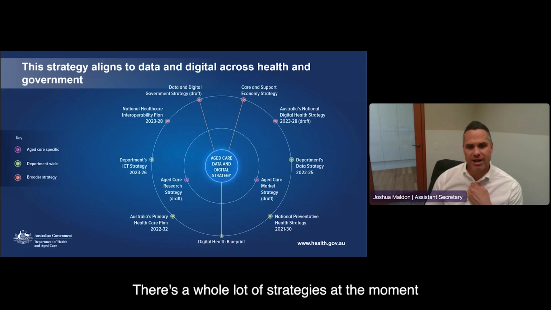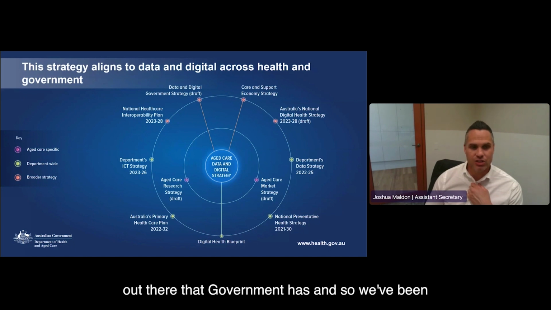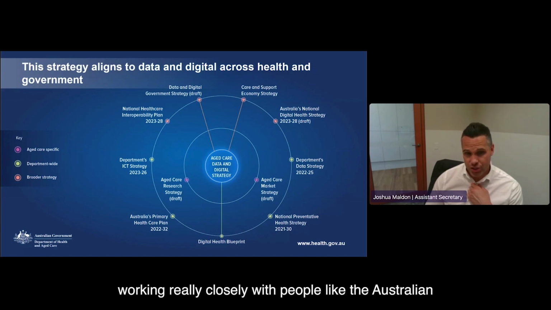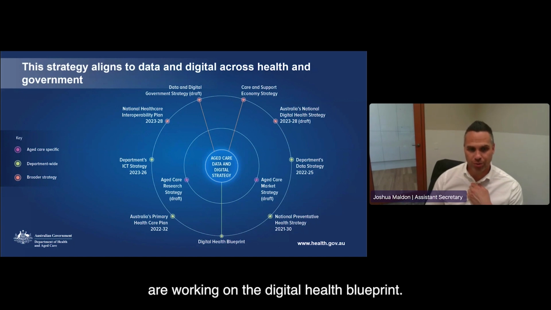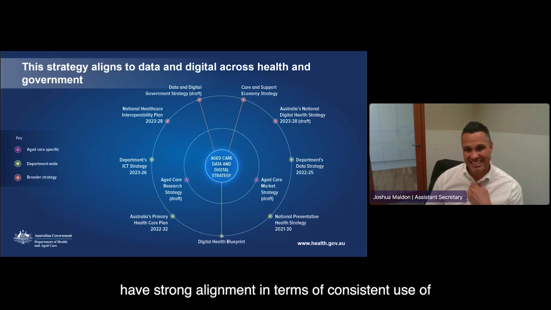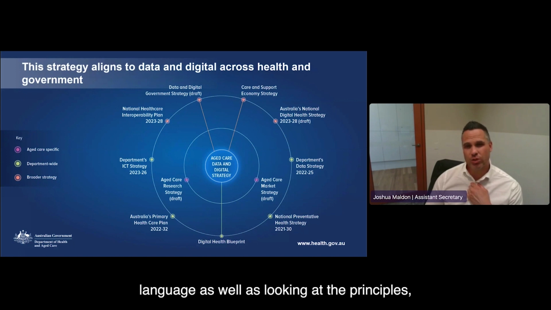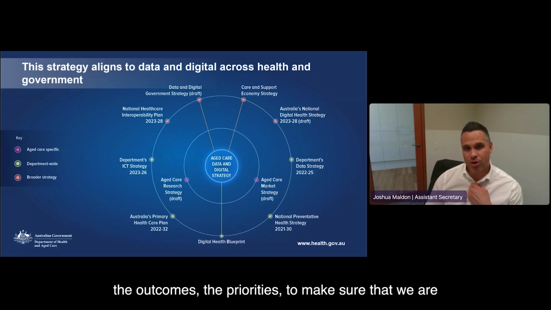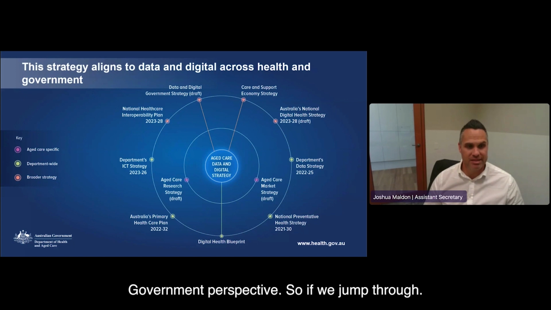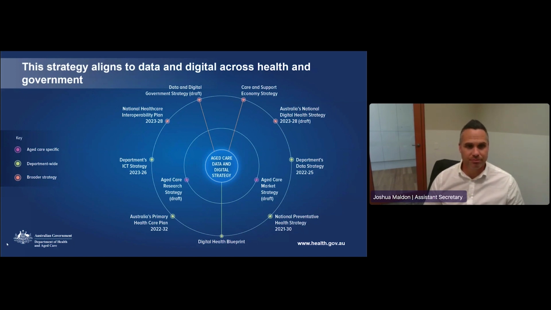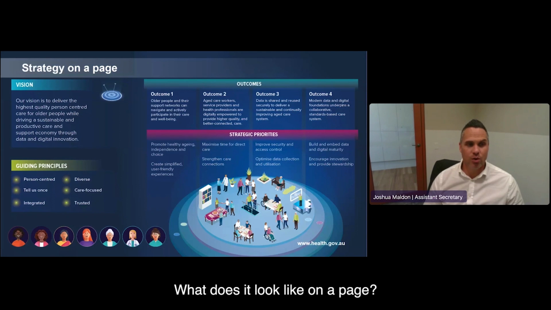There's a whole lot of strategies at the moment out there that government has. And so we've been working really closely with people like the Australian Digital Health Agency, Services Australia, the DTA, as well as our own colleagues internally who are working on the digital health blueprint. So what we've tried to do through that process is have strong alignment in terms of consistent use of language, as well as looking at the principles, the outcomes, the priorities, to make sure that we are looking at this particular issue from a whole of government perspective.